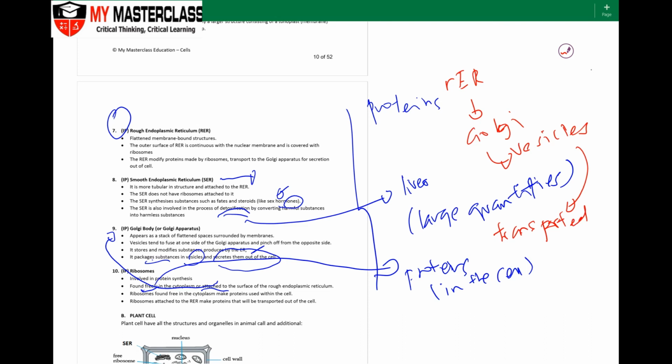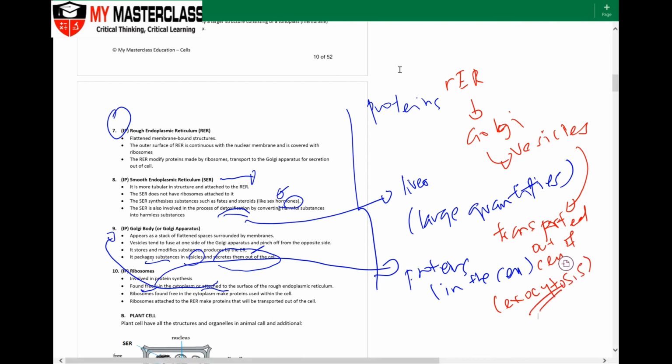Some schools start introducing this word for transportation out of the cell. It has a biological word for it, which is called exocytosis. If your school does not use this yet for lower secondary, you can put it aside first, just in case you see it.